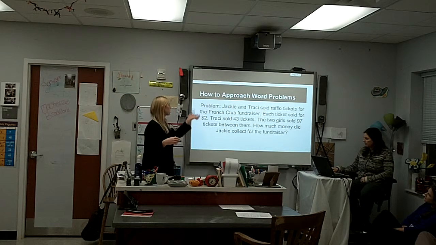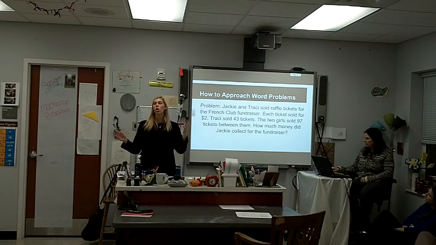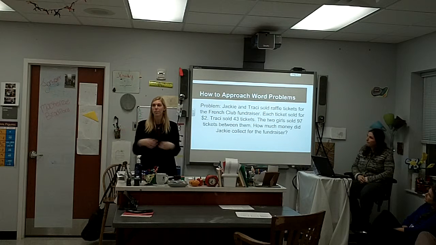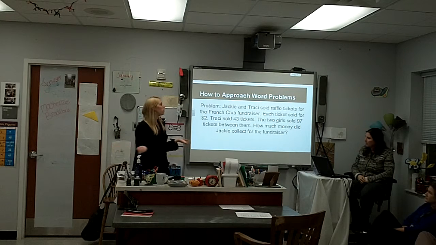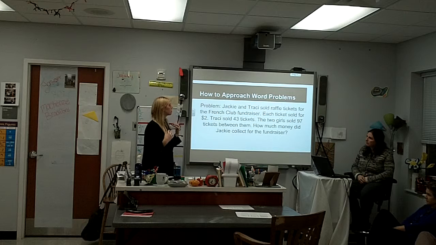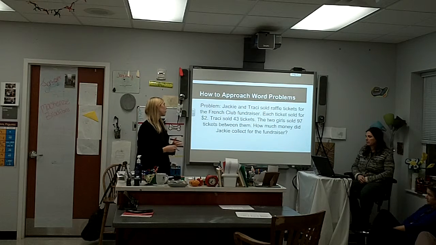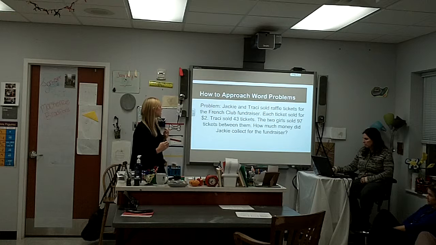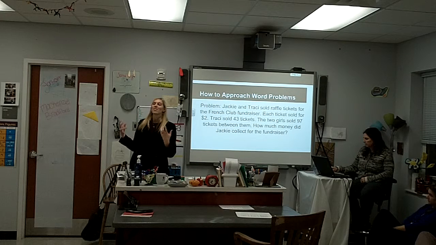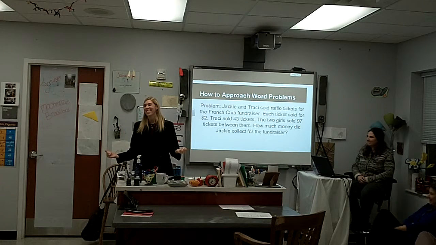So for this word problem, I just picked one. I don't even know which algebraic thinking book it's from, but a typical one, there's a couple steps going on. You can't just add all the numbers together and get your answer. So it involves the students having to really understand the problem. So in this one, Jackie and Tracy were selling raffle tickets for the French Club fundraiser. Each ticket sold for $2. Tracy sold 43 tickets. The two girls sold 97 tickets between them. How much money did Jackie collect for the fundraiser? Soak in for a second.